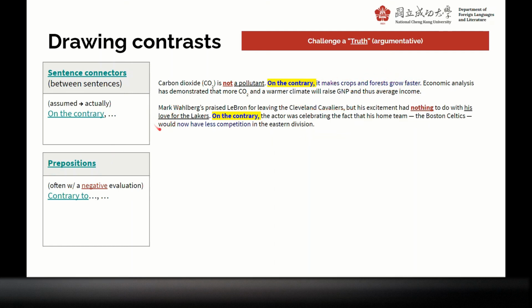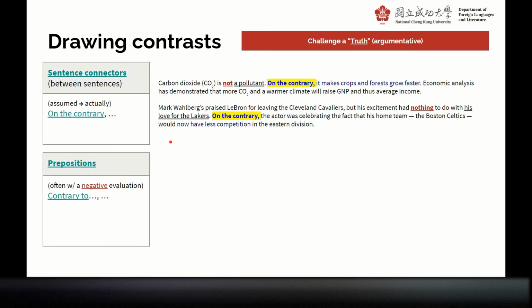And this one's actually from an article I was reading, talking about this actor praising that LeBron was leaving the Cavaliers, and the writer was saying that the assumption that the actor's excitement was because of his love for the Lakers was false. He was saying actually, on the contrary, it was because the actor was excited that his favorite team would have less competition. So "on the contrary" is very nice in pointing out that, hey, I think you're wrong, or I think this common belief or this truth is actually not a truth.